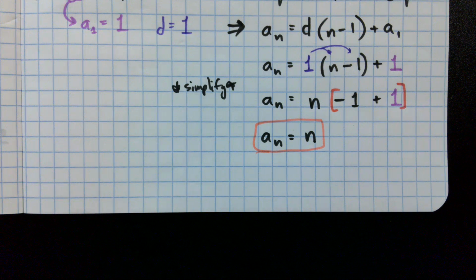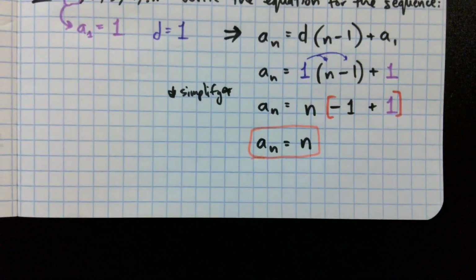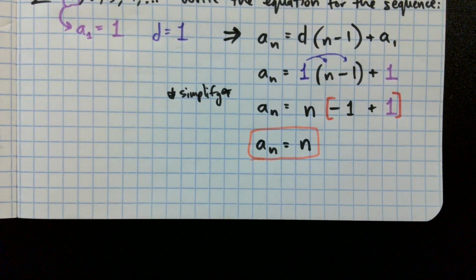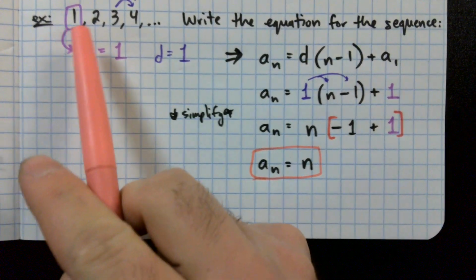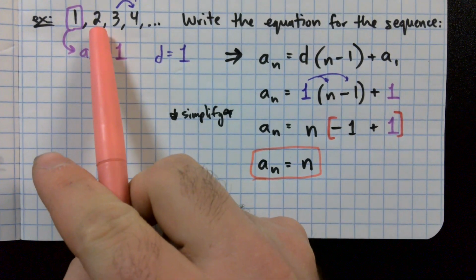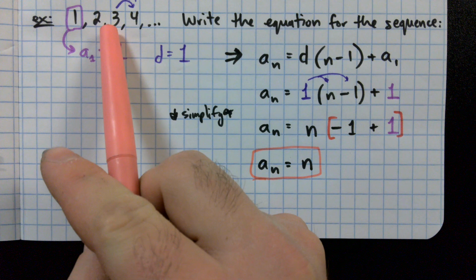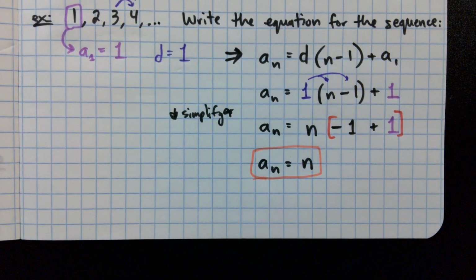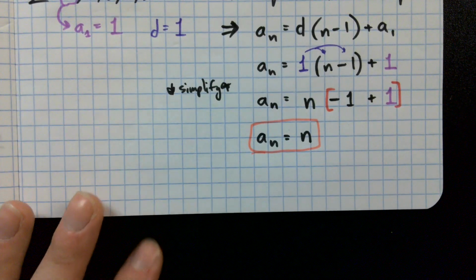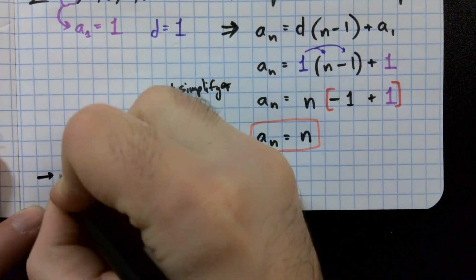Again, starting out simple. This is kind of like our parent function. F of x is equal to x. A sub n is equal to n. It's like the starting point, right? Because take a look. What's the second term in my sequence? 2. What's the third term? 3. What's the fourth term? 4. What did we say the 10th term was going to be? 10. What did we say the 20th term was going to be? 20.